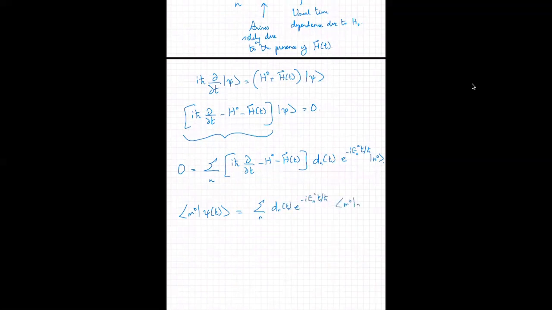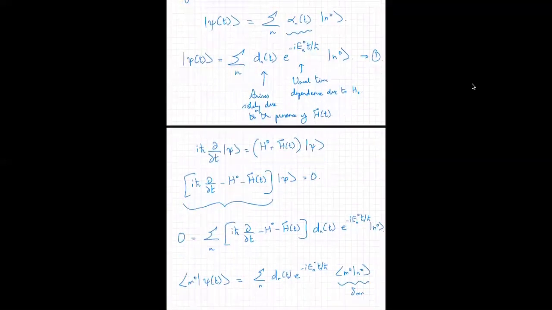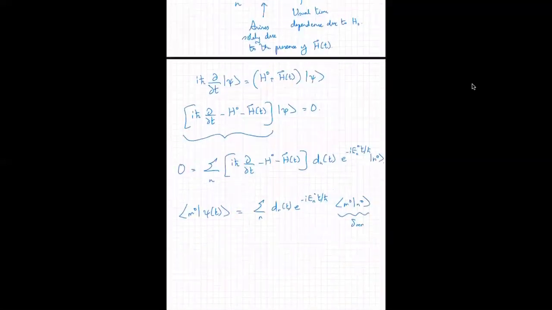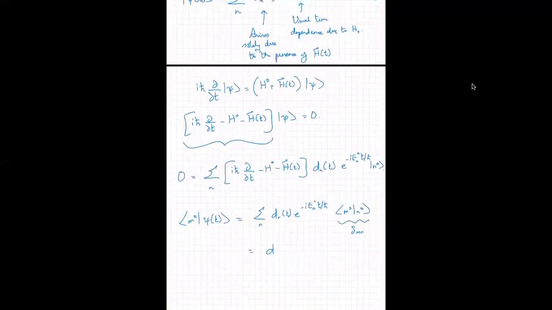and this is ⟨m0|n0⟩, and this is just δ_mn, because you know these states are orthogonal. So this simply gives me, and then you will claim this is basically equal to d_m(t) e^(-iE_m0 t/ħ). And then you will claim, oh wait, I've solved the problem. But you have not solved the problem, because I still don't know what ψ(t) is.